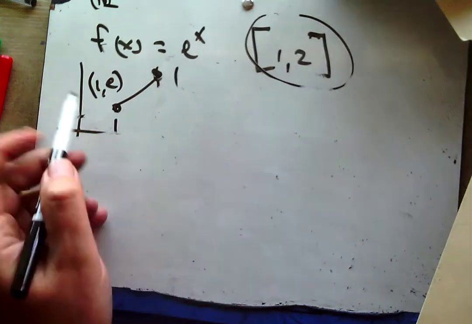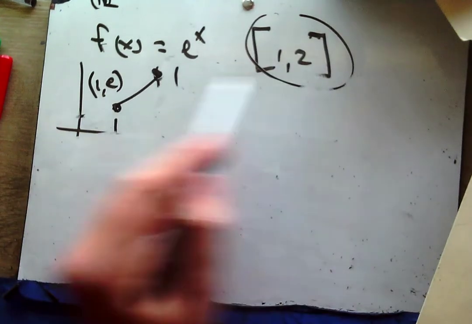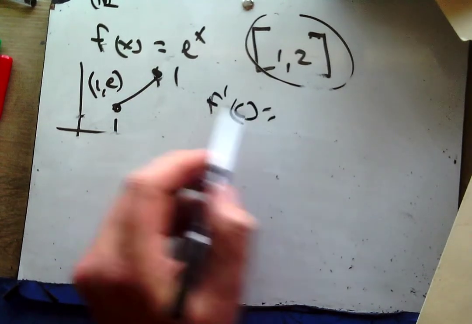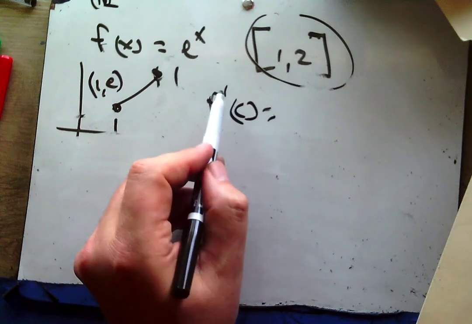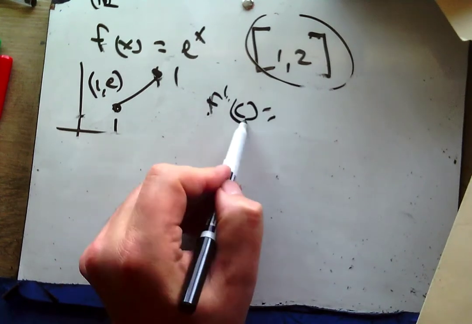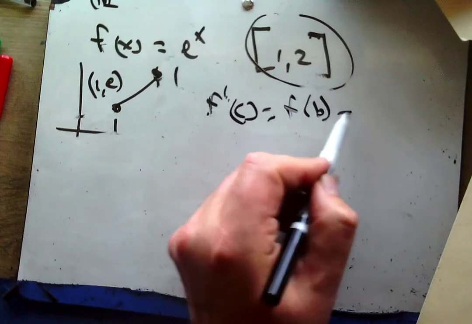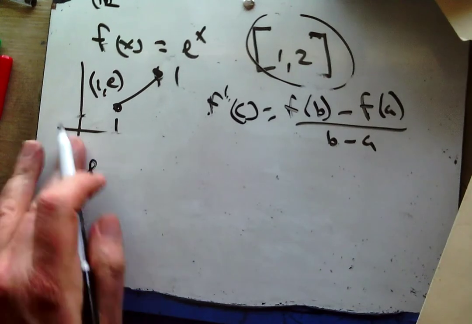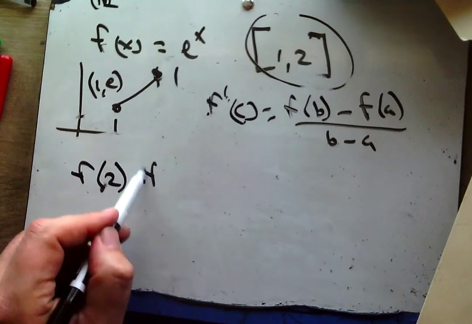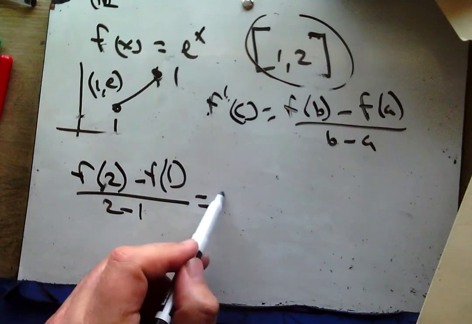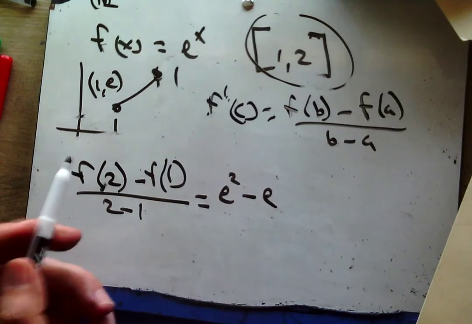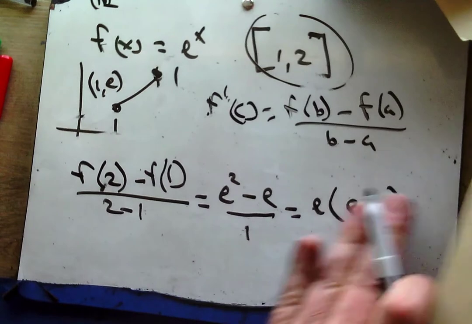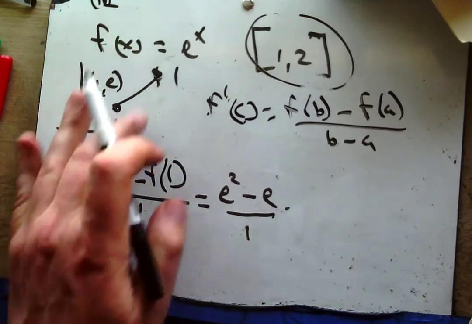Remember, the mean value theorem says if the function is continuous on the closed interval and differentiable on that open interval, then there must be at least one place called x equals c where the slope of f at c is equal to f of b minus f of a over b minus a. So I'm going to have f of 2 minus f of 1 over 2 minus 1, which is e squared minus e, over 1, which, you could factor an e out, but I'm not sure why you'd do that. So here's the slope of the secant between those 2 points.